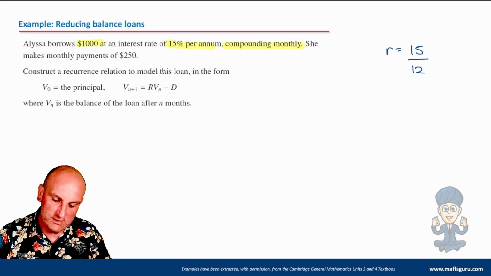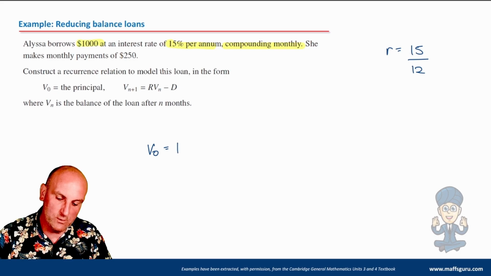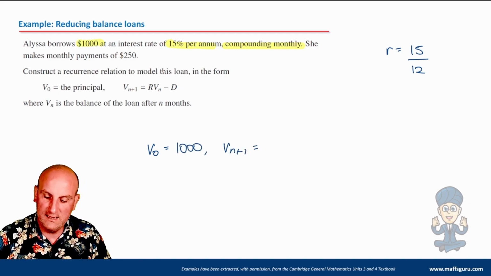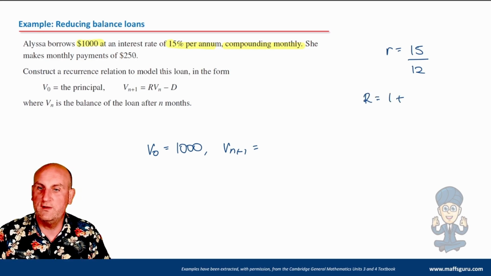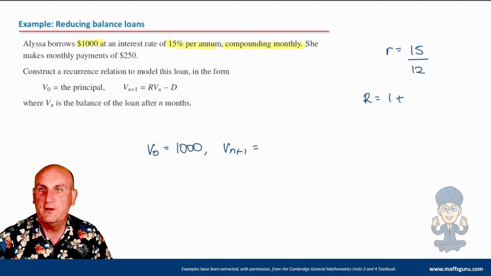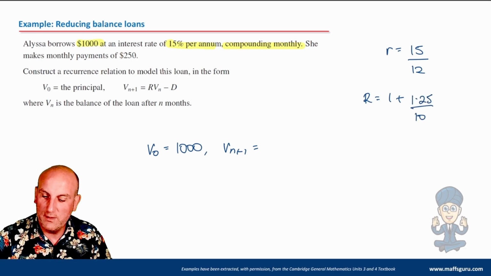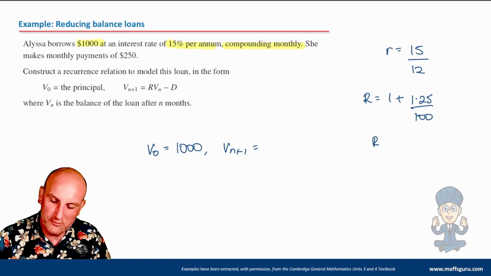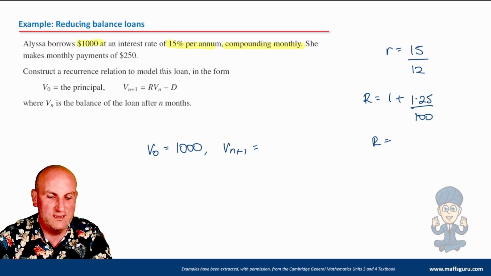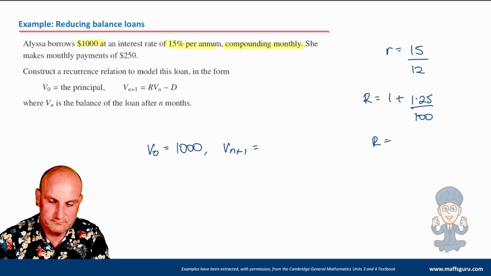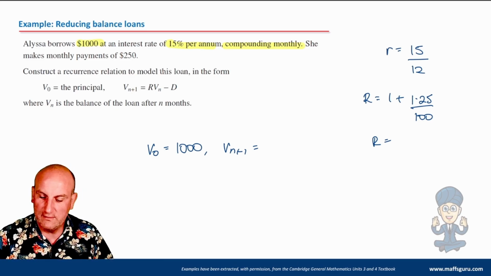Construct a recurrence relation. I'm getting a bit bored of that one actually. So V0 equals 1,000, comma, V of n plus 1 equals R. I need my capital R. So it's going to be 1 plus 15 divided by 100. 15 divided by 12 is 1.25, divided by 100, and so my capital R is equal to, again, I'm doing all this off screen, guys. If you want to play along, I'm fairly sure you can do this on your calculator.